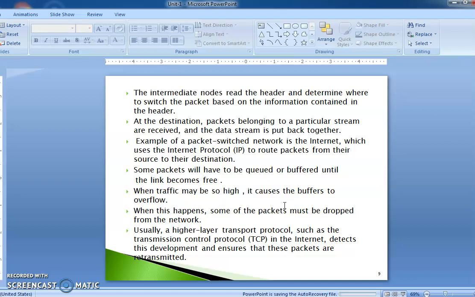When the traffic is very high, it causes the buffers to overflow. Suppose the data coming in is very large, so that the available memory or buffer is not enough to hold it. Then buffer overflow can occur. When this happens, some of the packets have to be dropped from the network. Usually a higher layer transport protocol is used to handle this. The name of the protocol is Transmission Control Protocol, used in the internet. It detects this overflow of the buffer and ensures that the packets are retransmitted so that there is no loss of data.